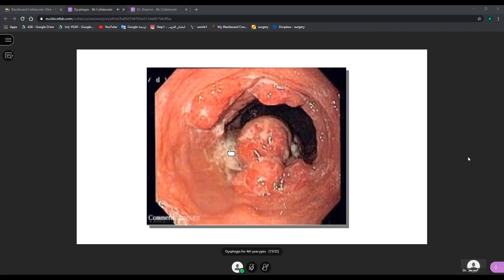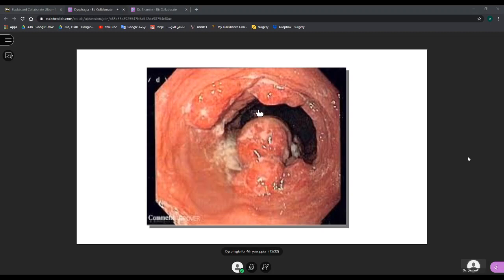This is an upper GI endoscopy of a patient. I just wanted to show you how it appears. The patient is complaining of esophageal dysphagia, and then we did an upper GI endoscopy. What we have seen is a tumor projecting into the lumen of the esophagus like this, actually causing obstruction of the food. However, there's a very characteristic pattern of dysphagia in esophageal cancer. Here is one question for you: what do you think is easier for this patient to swallow?